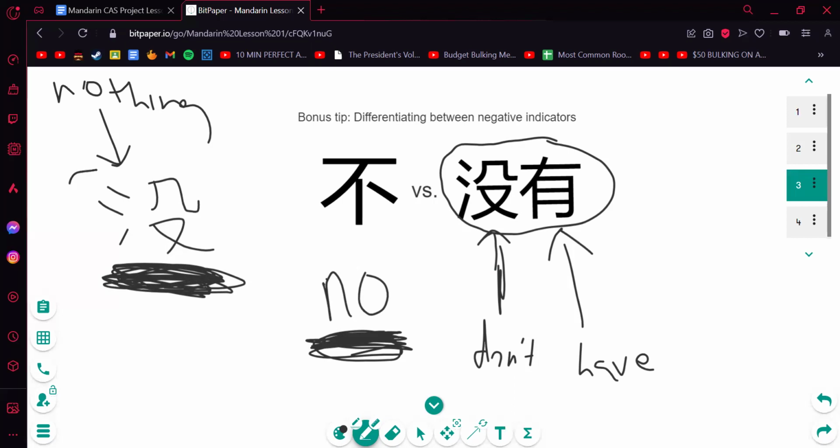Usually you won't see this word by itself, so it shouldn't be hard to differentiate. You almost always see this word before 有, so it's 没有, don't have. This word, 不, is usually by itself, right? And it comes before a verb or an adjective. So yeah, just keep that in mind. It should be pretty simple to tell, but all right.